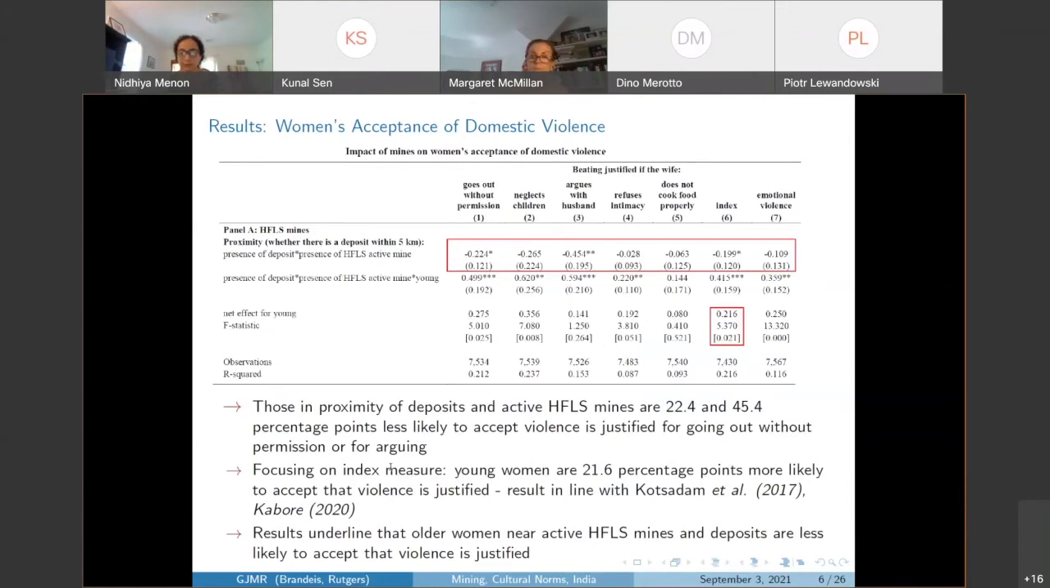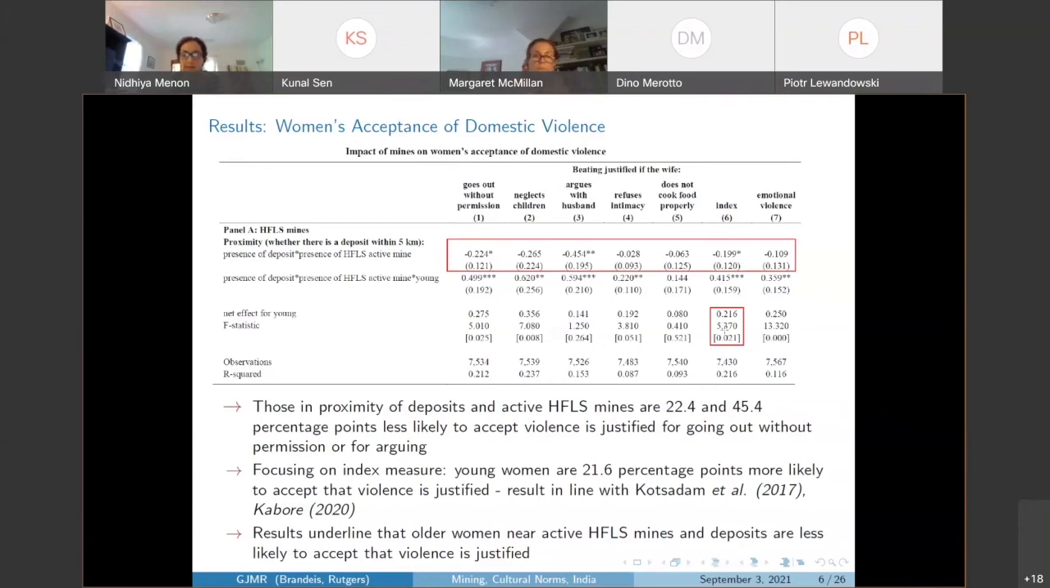What that 0.199 is saying is that in the presence of deposits and in the presence of HFLS, active mines, and these are mines that employ relatively high shares of female labor, women are less likely to report, or 19.9 percentage points less likely to report, that violence is justified. The net effects on the young women are different. Younger women, who are less than 25 years of age, are actually more accepting of violence.